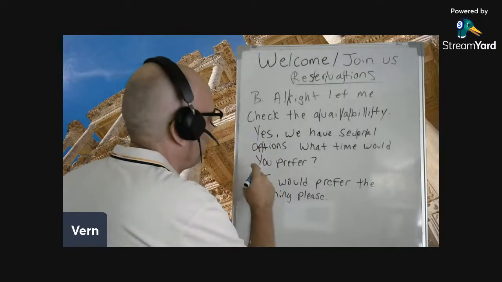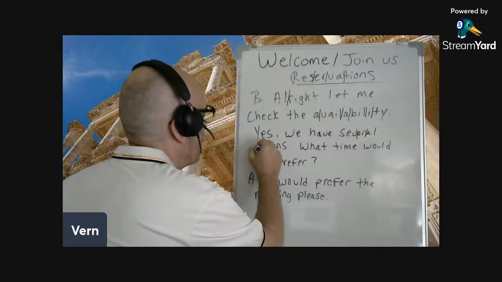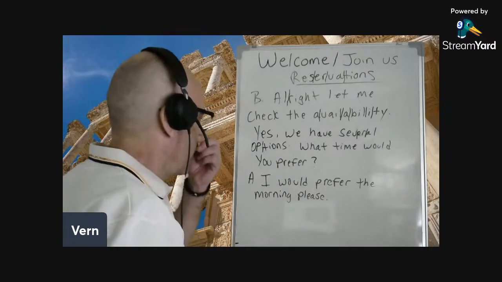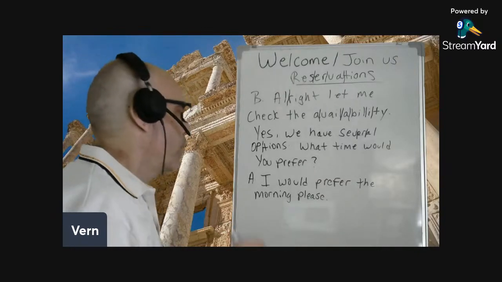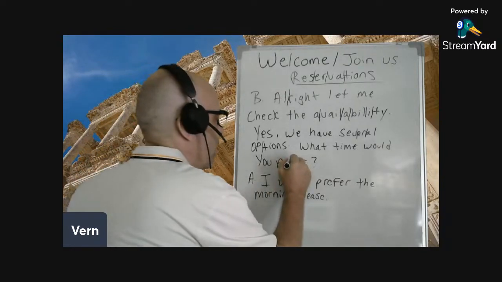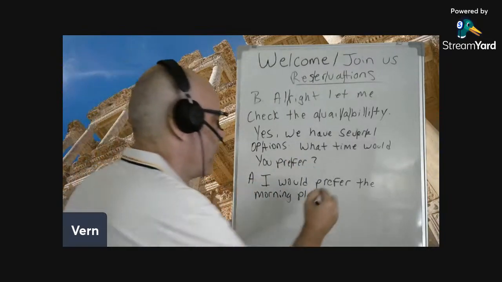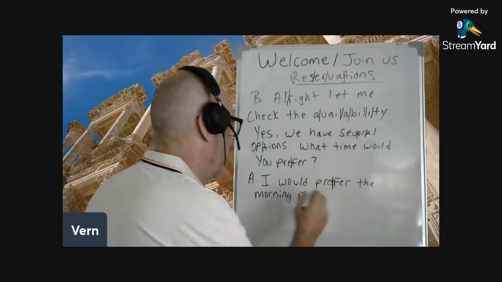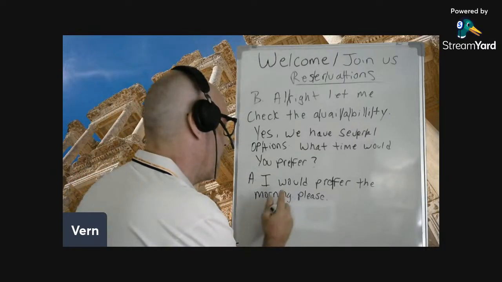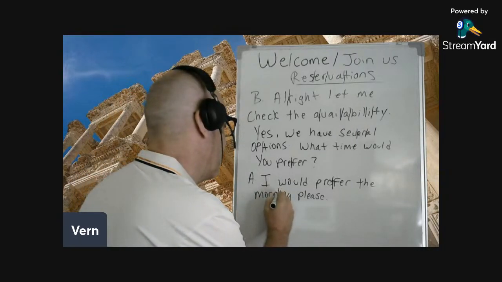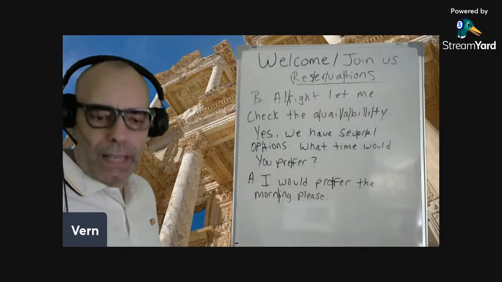Options. Oh, I want my P over here a little bit. Let me see. Let's do an options. There we go. Options. Yes, we have several options. What time would you prefer? That's an easy one, just right after the pre. Prefer. I would prefer the morning. Oftentimes, ing is by itself. That's an easy one to find the syllable. Morning, please.